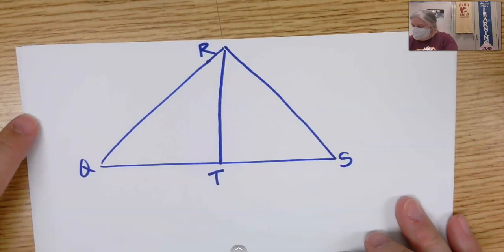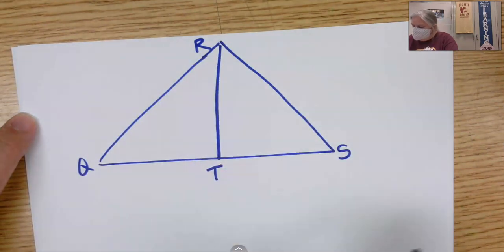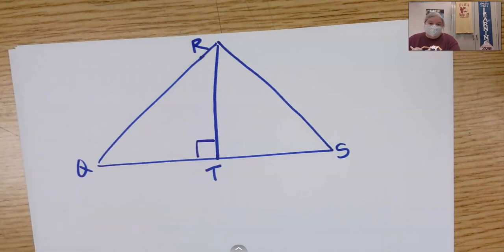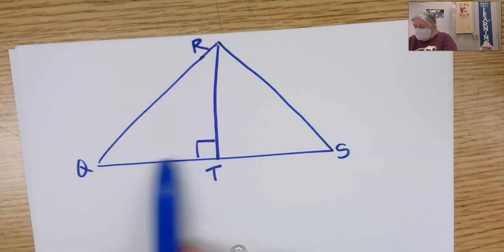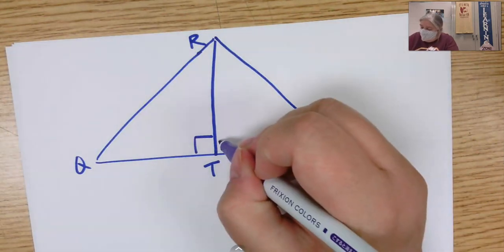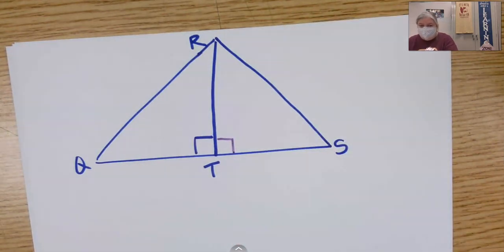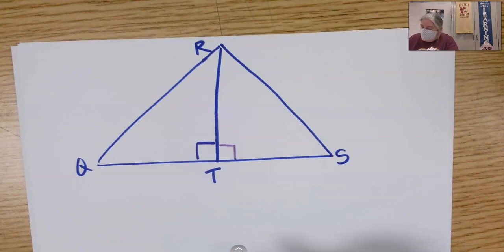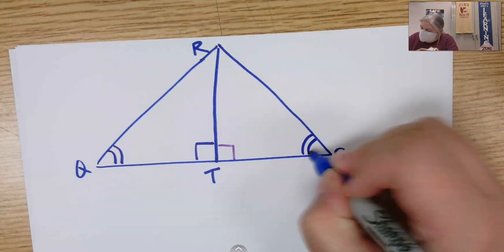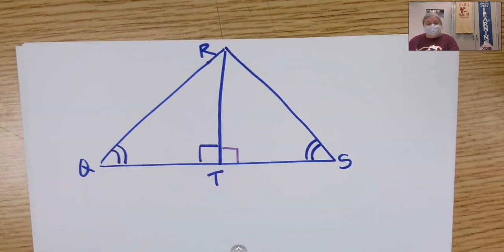Okay, so what if I have these two triangles, QRT and SRT, and what if I know that this is a right angle? Well, if this is a right angle over here, then since this is a straight angle or line, I know that this has to be a right angle as well. That's a linear pair. So this has to also be a right angle. All right. What if I also knew that angle Q was congruent to angle S? Now what would I have? Are they congruent triangles? And if so, how do I know?